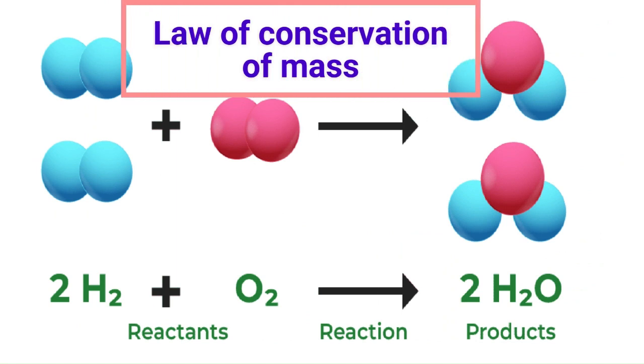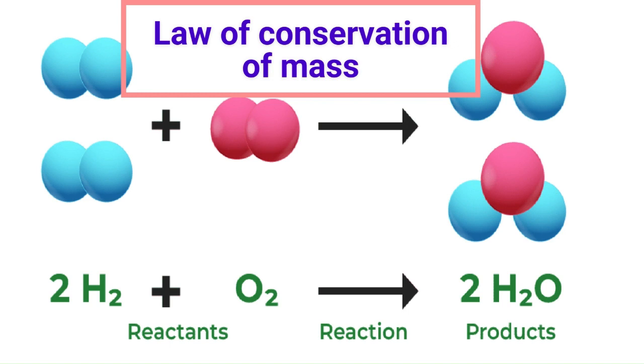Law 1, Law of Conservation of Mass. The first law of chemical combination is the law of conservation of mass, which states that matter cannot be created or destroyed, only rearranged. This means that the total mass of the reactants in a chemical reaction must equal the total mass of the products. In other words, the mass of the substances present before and after a chemical reaction must be the same.